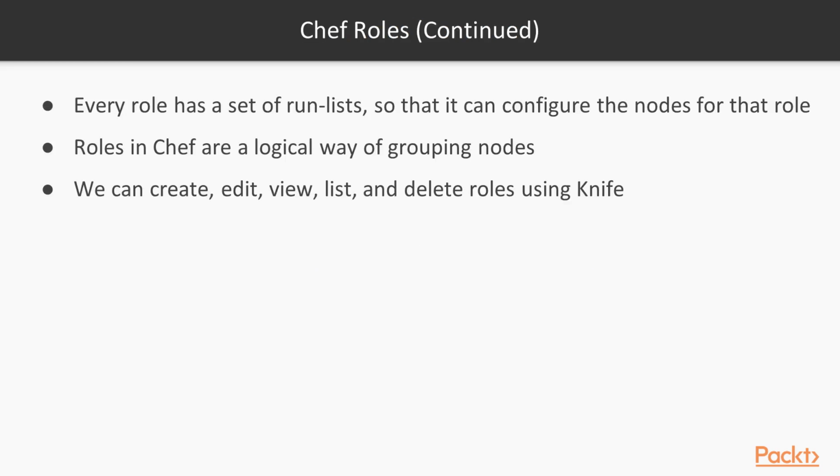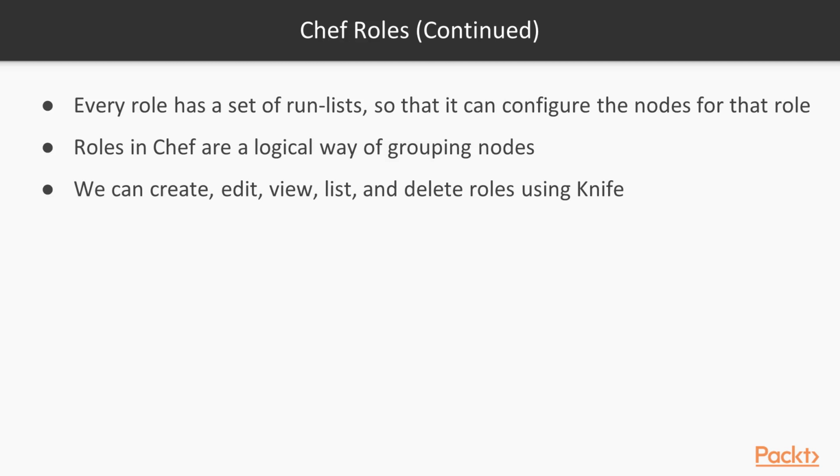A role is a logical way of grouping nodes. For example, I can tag 3 servers as role web. I would specify all these 3 nodes are tagged as role web, and role web has the run list of Apache and apt. When the Chef client run execution happens, Apache and apt cookbook recipes will be executed on all the 3 nodes.